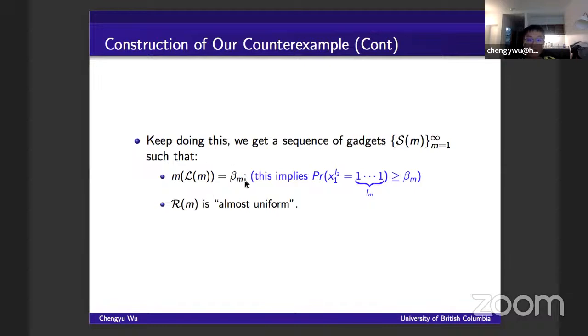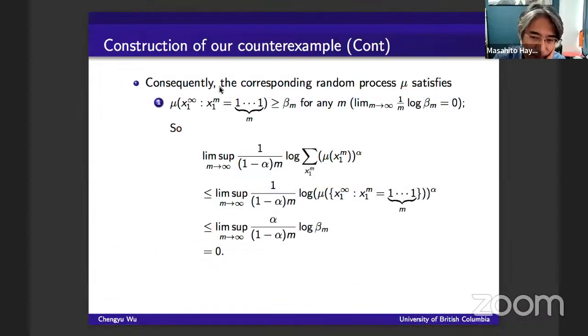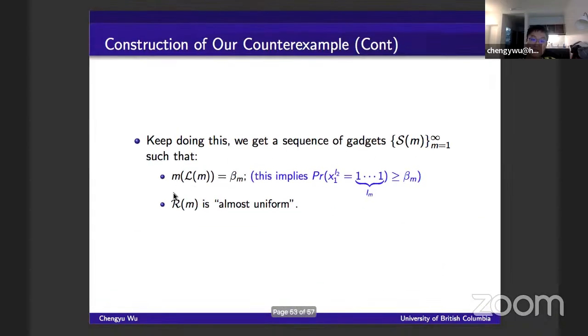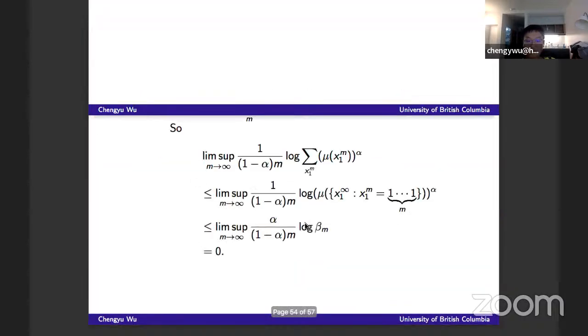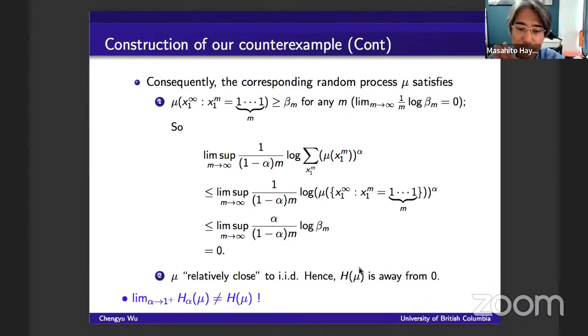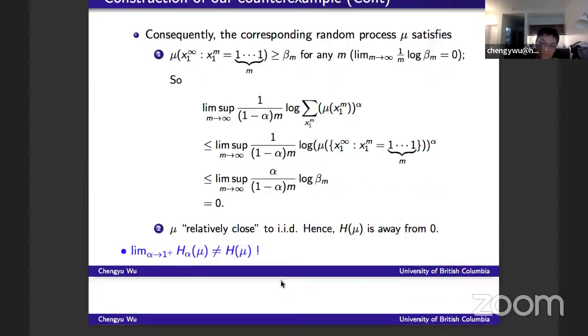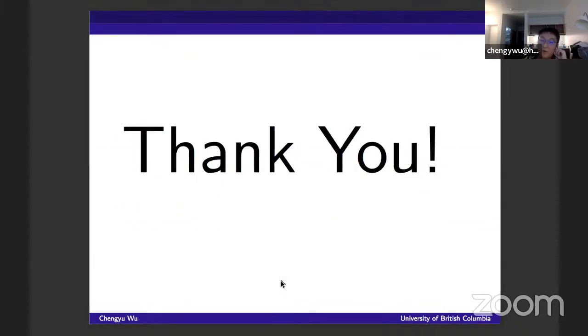These two properties will imply that our final process has the all-1 sequence with a probability bigger than or equal to beta of n, and this will imply that if you consider the Rényi entropy rate, you have this kind of inequality, which shows that the lim sup of the Rényi entropy rate will be 0. On the other hand, since it is almost uniform on most of the sample space, the Shannon entropy will always be away from 0. So in particular, the Rényi entropy rate will not converge to the Shannon entropy rate as alpha approaches 1. So basically, we finish the construction. Yeah, thank you. That's all about my talk. Thanks.